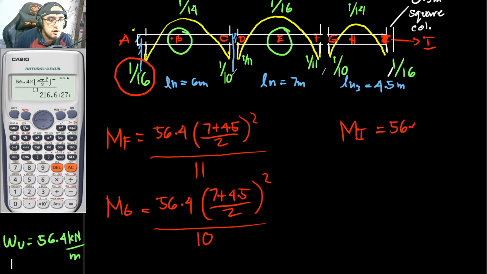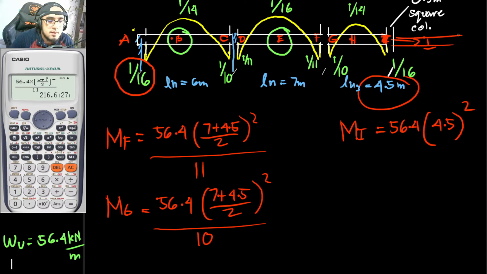56.4 times the average of 4.5 and wala na. So, 4.5 lang. So, 4.5 squared. So, 4.5 lang at wala siyang partner kasi siya yung nasa pinakadulo, kasi wala namang adjacent na span doon sa kabila. Understood? Why walang kasama si 4.5 kapag MI? Yes, sir. Okay, very good.